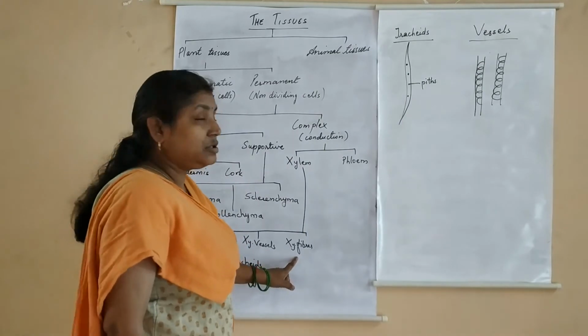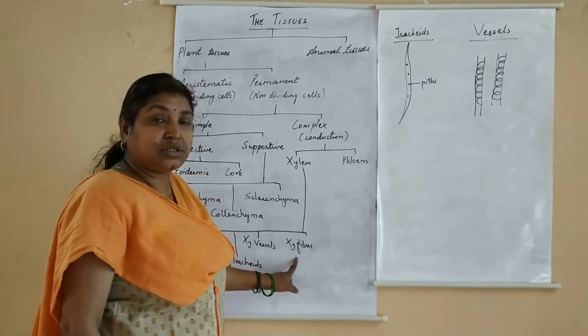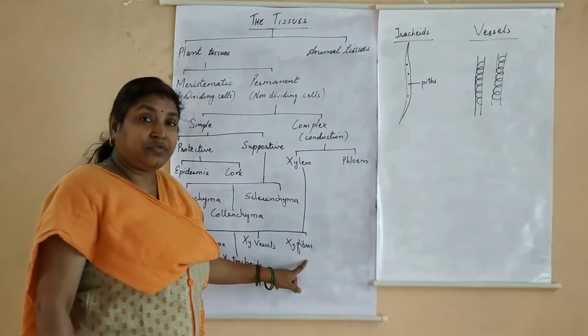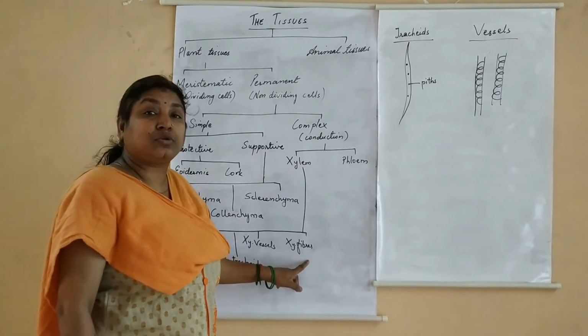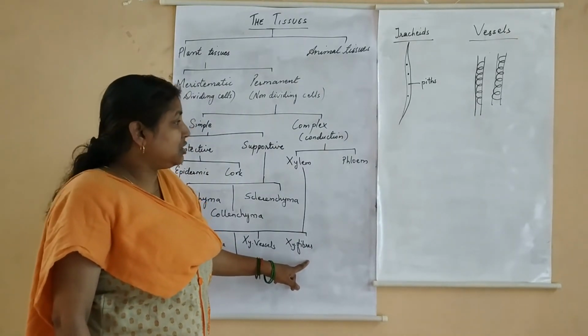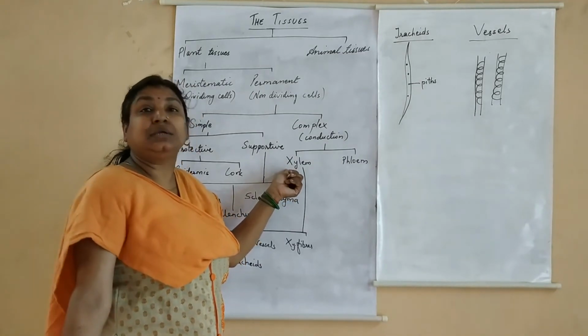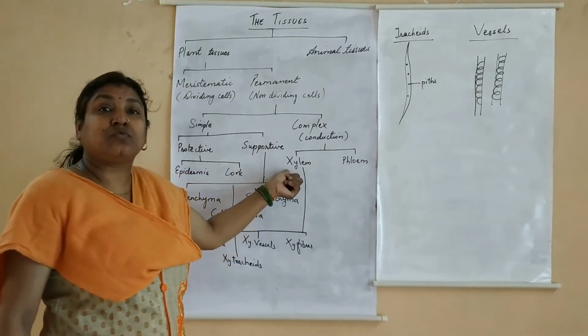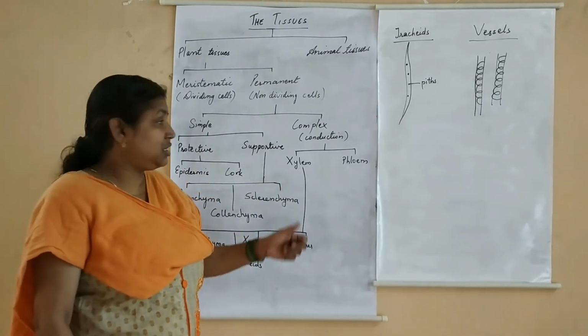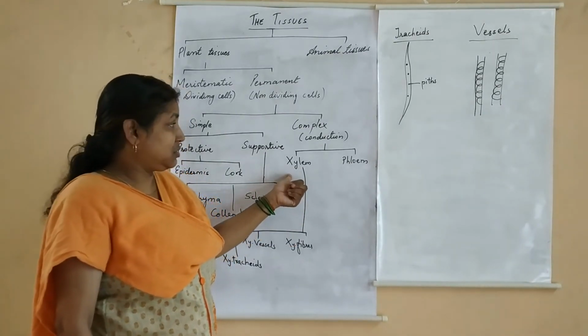Coming to xylem fibers, they are also made up of dead sclerenchyma cells and are supportive in function. They provide mechanical support to the plants. In general, after the plant dies out, the xylem is known as wood. The actual wood that we see is nothing but the xylem vessels.